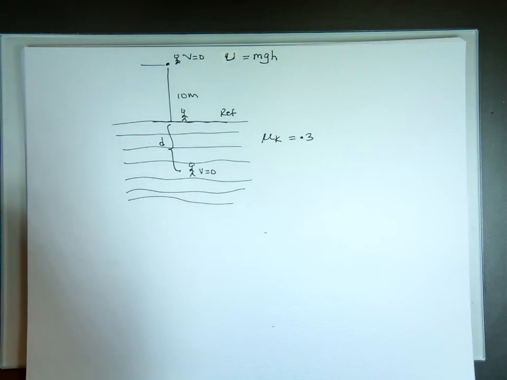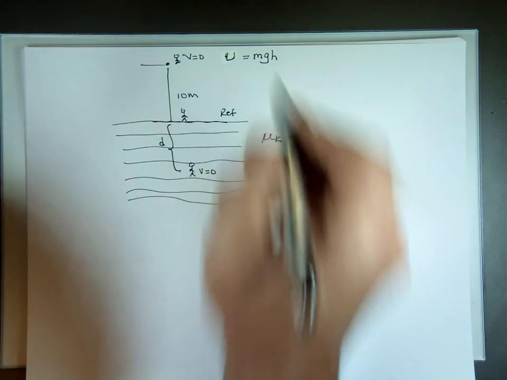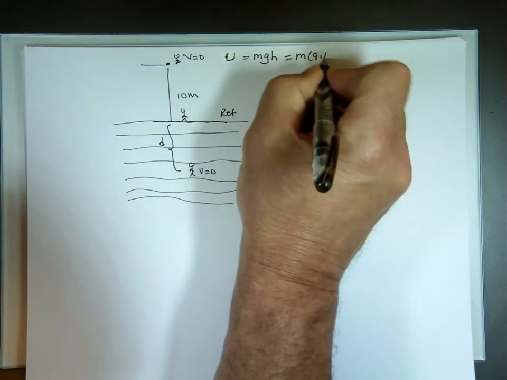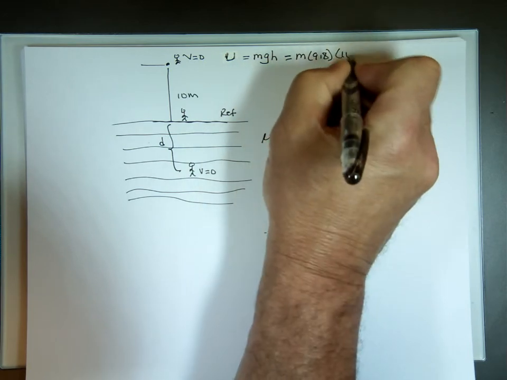And again, if I'm designing this for the Olympics, how would I know what the mass of the person is? Every diver has a different mass. Well, it doesn't matter what the mass is. That's 9.8 m times the height.